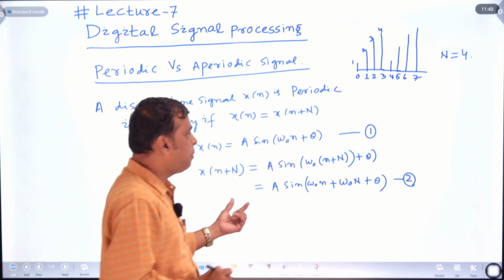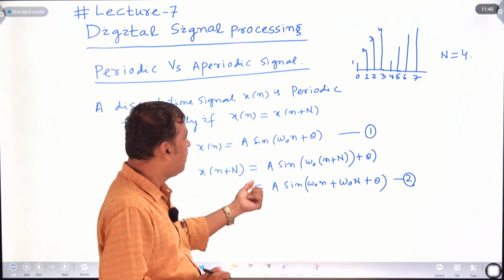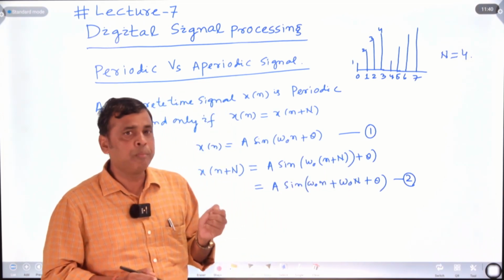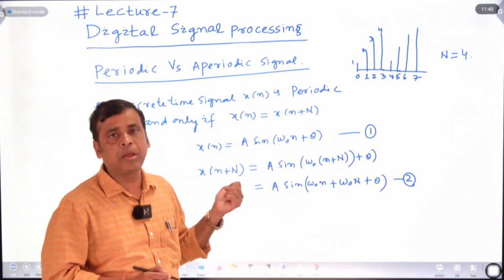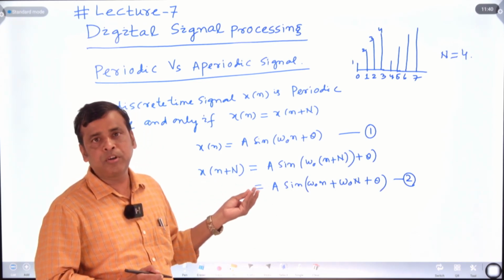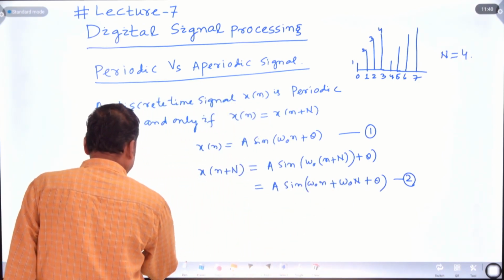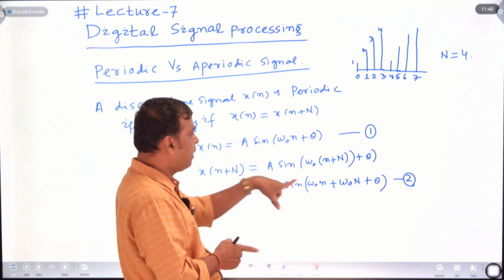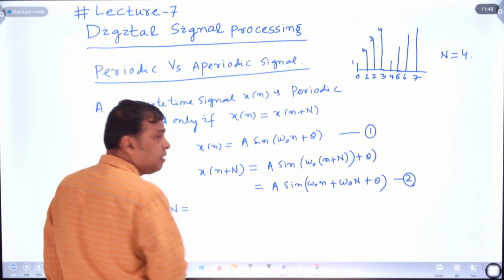So for x of n, if this is periodic, what does it mean? If you recall the continuous time signal, a sinusoidal signal is periodic with the period 2 pi. So if this condition is satisfied, equation 1 equals equation 2, so omega 0 N is nothing but an integer multiple of 2 pi.